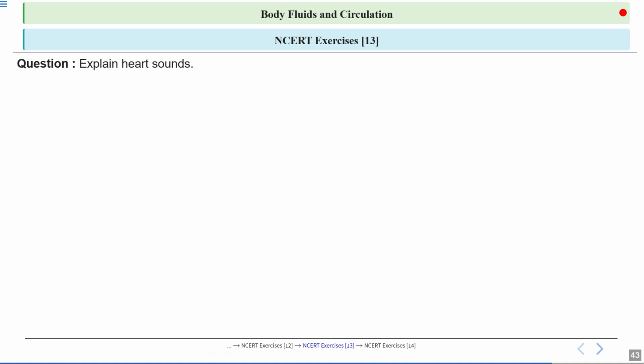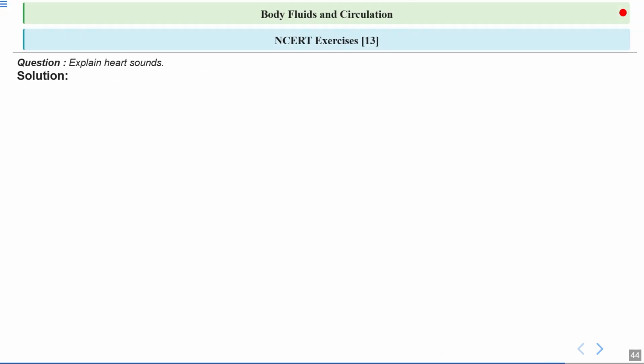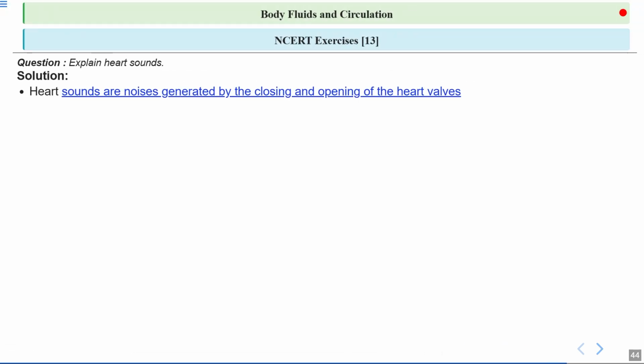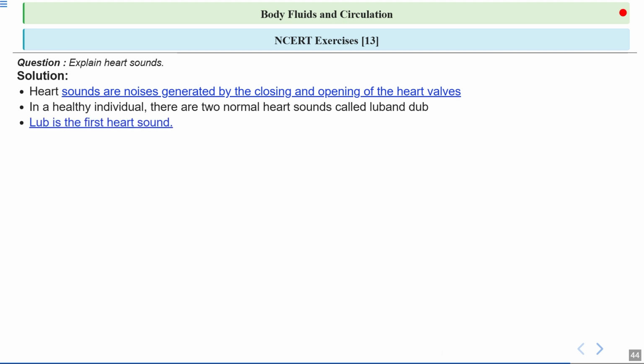Okay, next question, explain heart sounds. So let's have a look at the answer. Heart sounds are the noises made when the heart valves open and close as blood moves through the heart. In a healthy individual, there are two normal heart sounds called lub and dub. The first heart sound, lub, is the sound you hear at the start of each heartbeat. It is usually a bit louder and longer than the second sound.